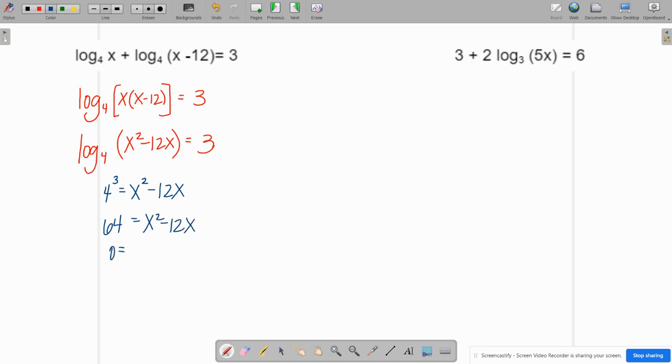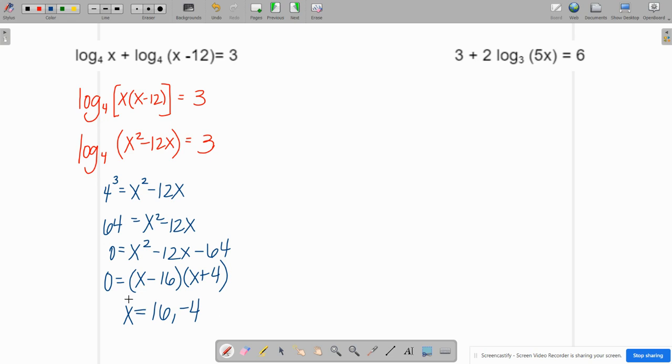Solving a quadratic, I'd get it set equal to 0, x squared minus 12x minus 64. And again, this is going to factor. We could say this is x, what would that be? Minus 16. Yeah, x minus 16 times x plus 4. And therefore, we would get x equals 16 and negative 4.